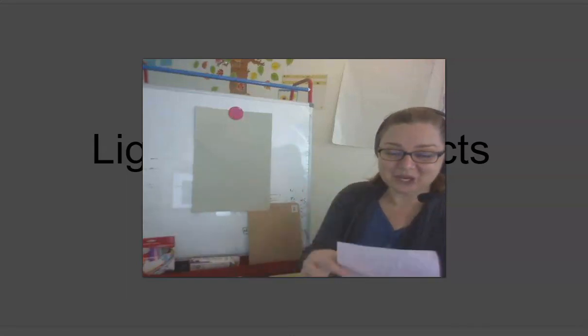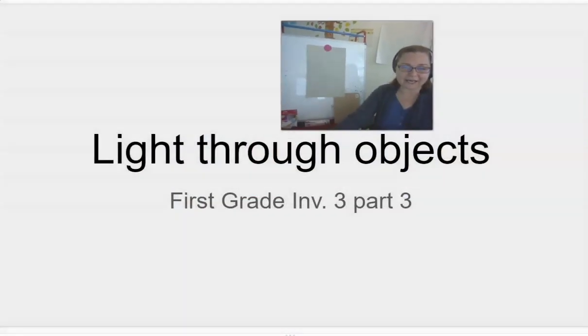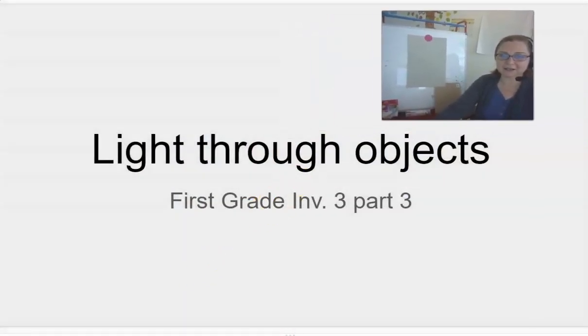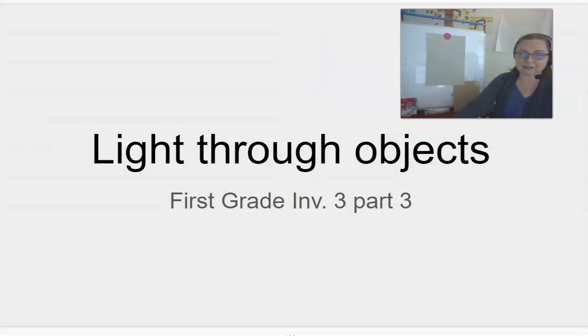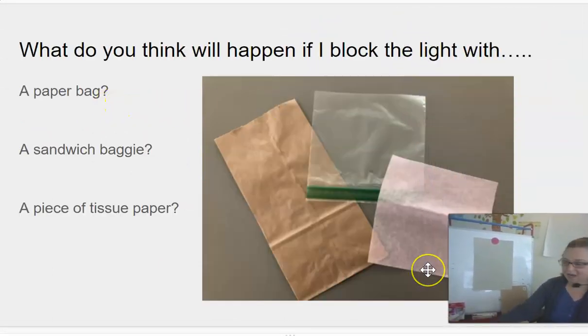Hi everybody. Our focus today is to think about what we've been learning about light and how light goes through objects. So today I want you to think about what would happen if I were to block the light of my flashlight. See, my flashlight here is on this paper.